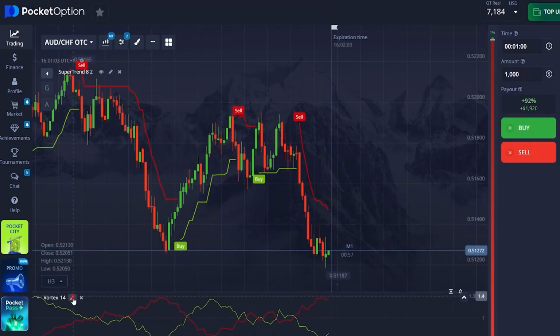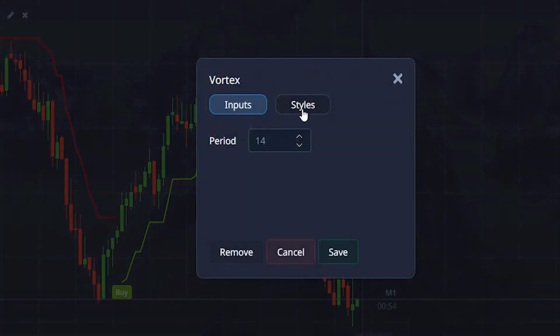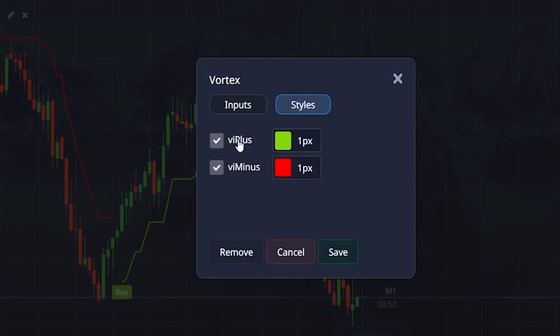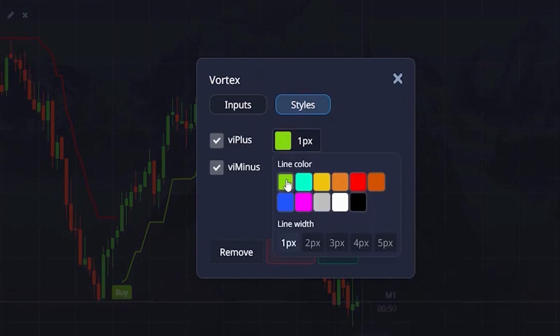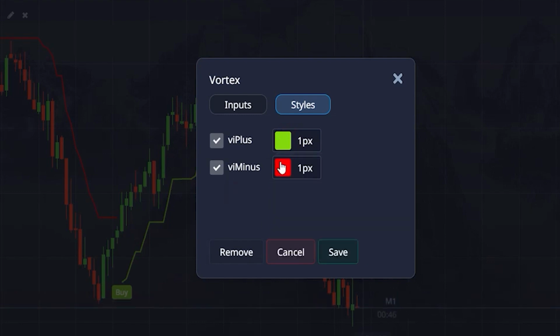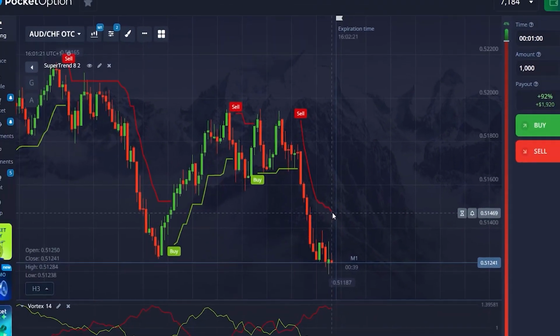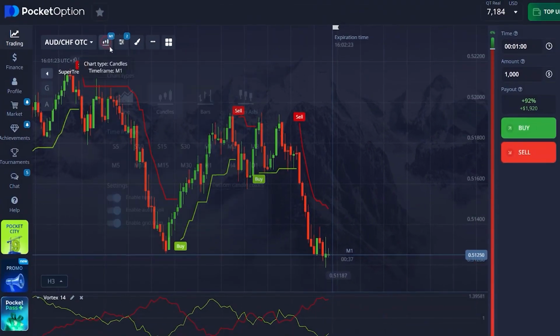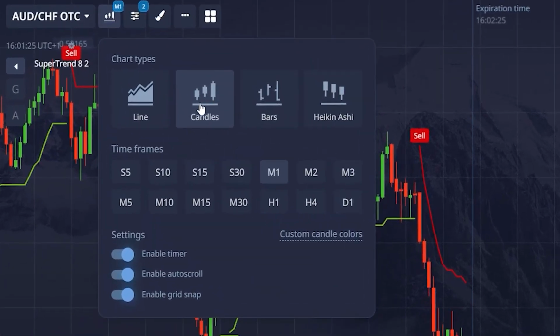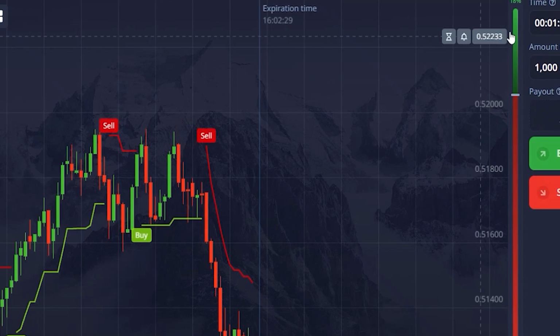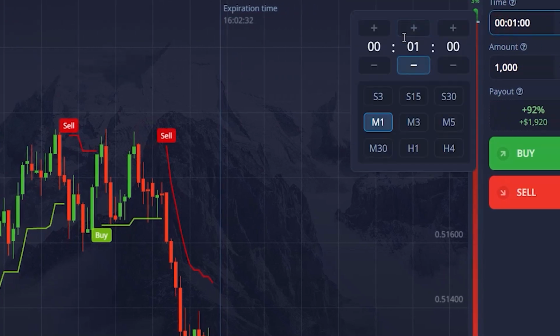My Vortex indicator comes with the period of 14. Right here on the style level at the VI plus section, I'm going to be using a green color and I'll set it on 1 pixels. The VI minus, I'm going to be using a red color and I'll set it on 1 pixels as well. So when I'm done, I'll click on save. So with this strategy, I'm going to be using the normal Japanese candlestick. I'll set it on 1 minute candle time frame. Not only that, I'm also be setting my expiration time on 1 minute.